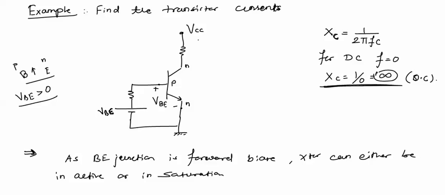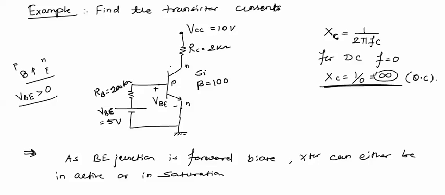So now we'll start this problem. Some data is given with this transistor: this is a silicon transistor and beta for this transistor is 100. VBB value is given as 5 volt, VCC value is given as 10 volt, RC is equal to 2 kilo ohms, and RB equal to 200 kilo ohms.